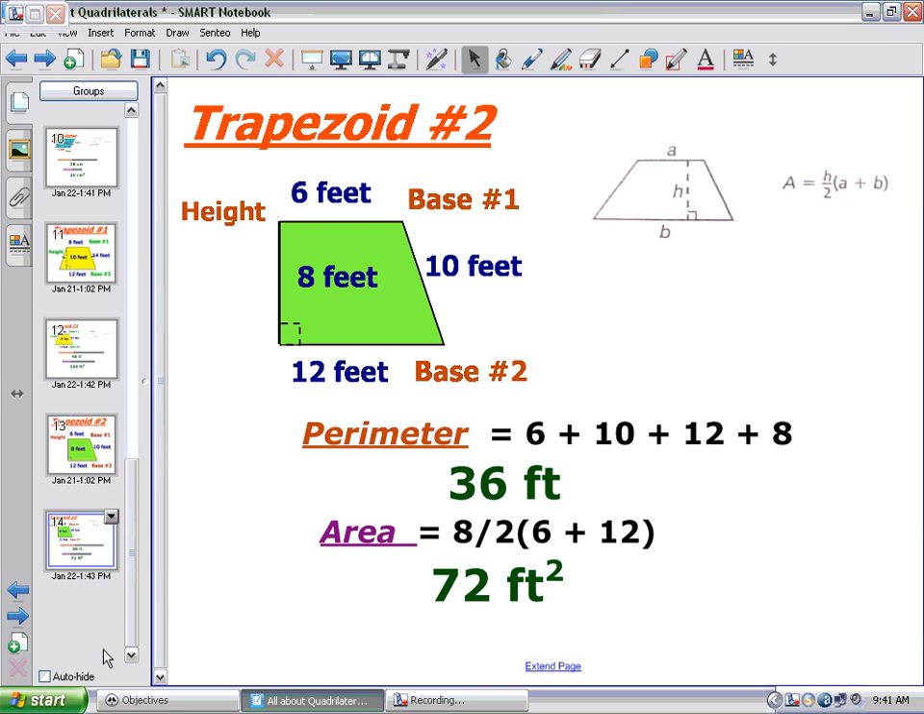This is our four-sided family, the quadrilaterals. I hope you find this helpful.